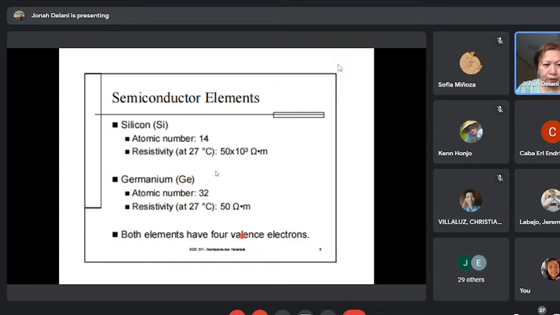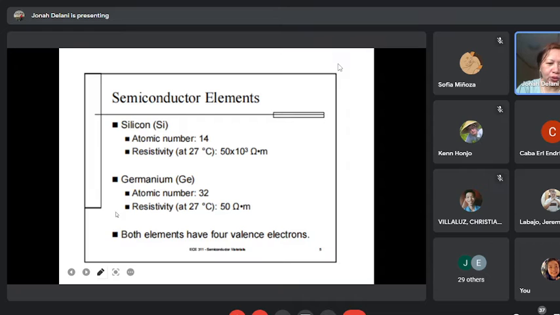The most common semiconductor elements are silicon and germanium. They have these properties. Now the most important here is that both elements have four valence electrons.